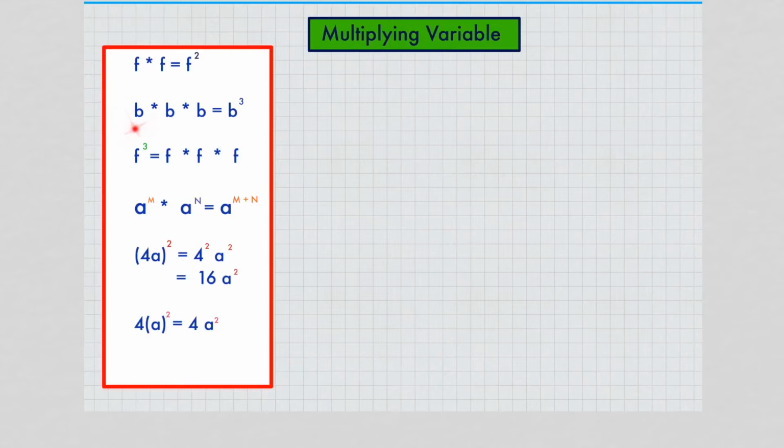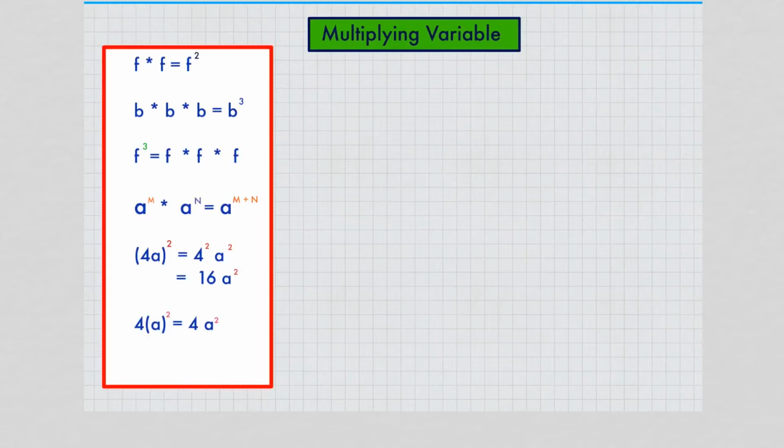If we take any other letter, in this case b times b times b equals b cubed. So what is basically happening here is that f cubed would be equal to f times f times f. If you have f cubed, that means f times f times f. That's one of the other rules in multiplying variables, one of the most important rules.